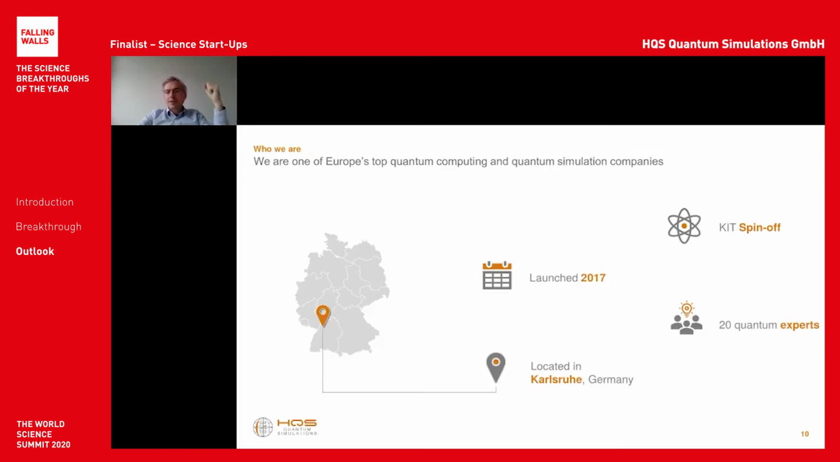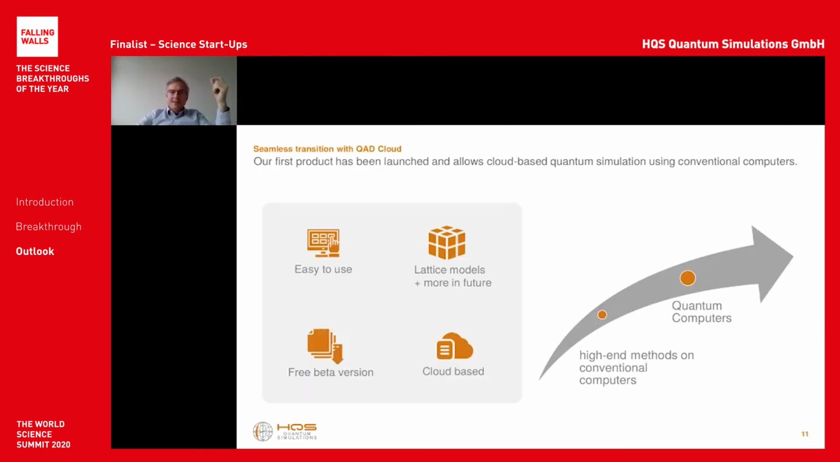We have launched the company in 2017. We're located in Karlsruhe, and we are a spin-off of the Karlsruhe Institute of Technology. Currently, we have about 20 employees, all experts in quantum mechanics, quantum computing, or materials. We have already launched our first product, and it's called Quantum Assisted Design Cloud. It's a cloud service where you can use quantum-based simulation methods that allow you to design new materials. And it's like a cloud-based simulation service. And what this allows you is to build this into your workflow.